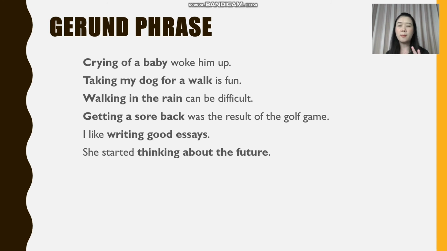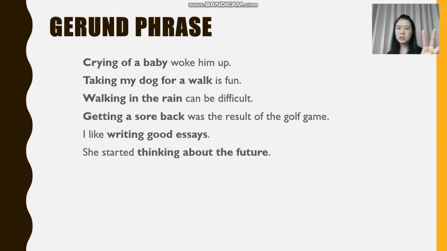Because we are not using them in order to modify something else, but as the subject or probably the object. You can see the first 4 sentences. They are at the position of the subject and then followed by the verb, right? "Crying of a baby," that is the subject. And "woke up," that is the verb, and then "him" is the object. Again, "taking my dog for a walk," that is the subject, "is" is a linking verb, and that is the main verb. "Walking in the rain," that is the subject, and then "can be difficult," that is a part of the verb. "Getting a sore back," that is the subject.